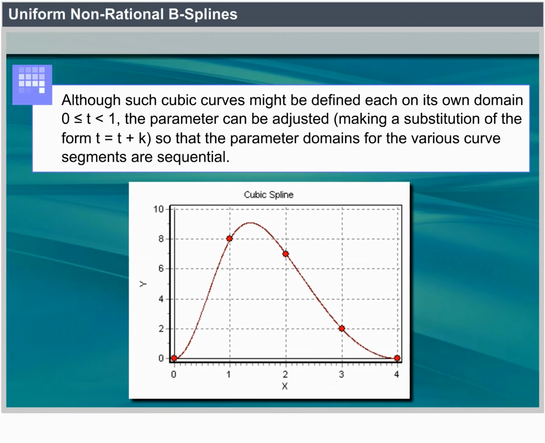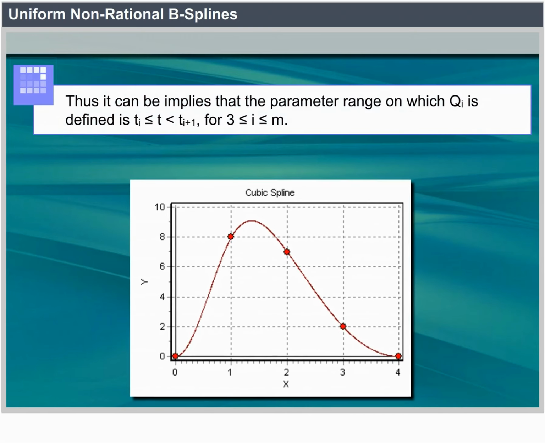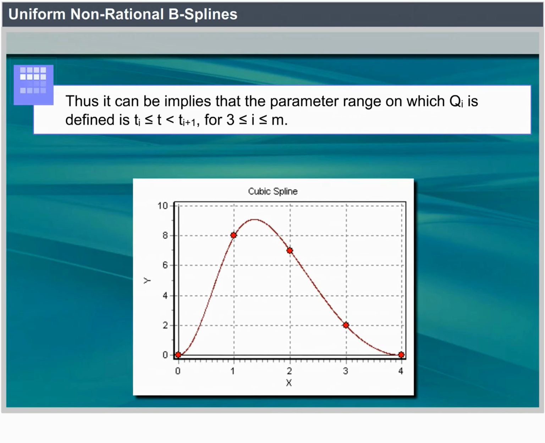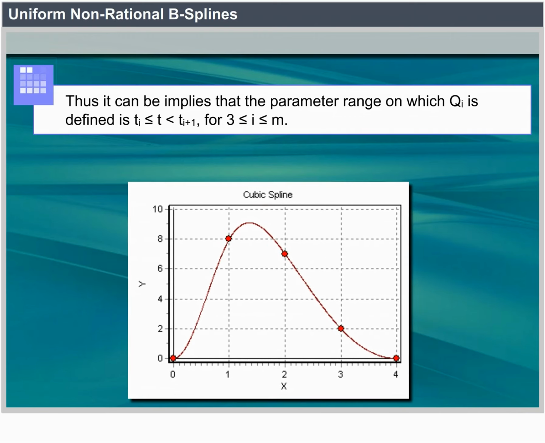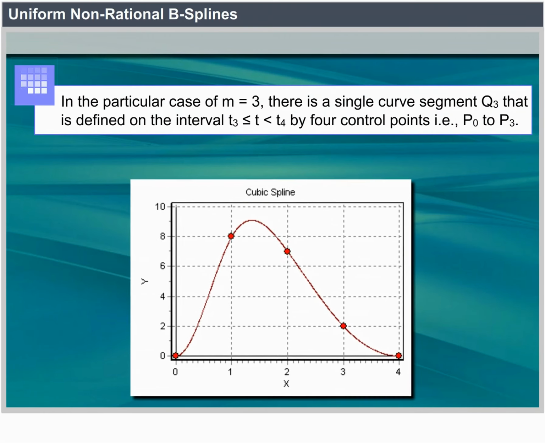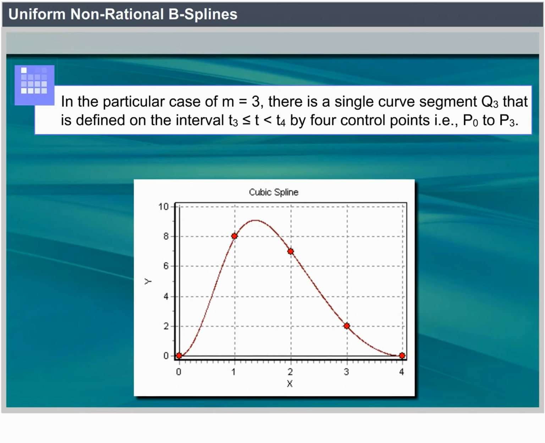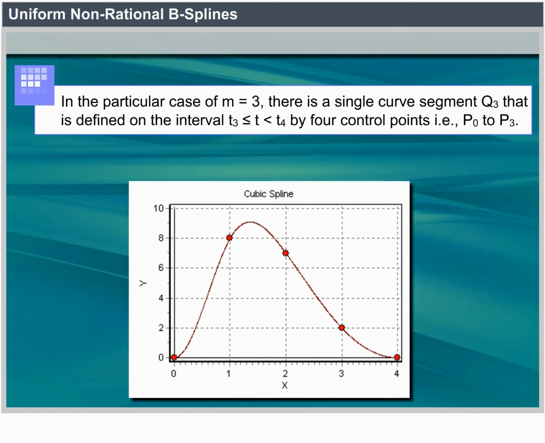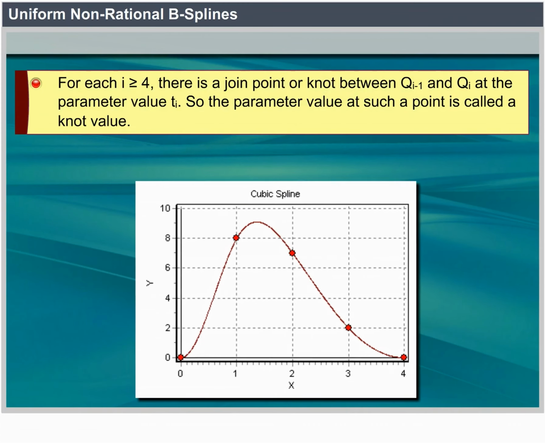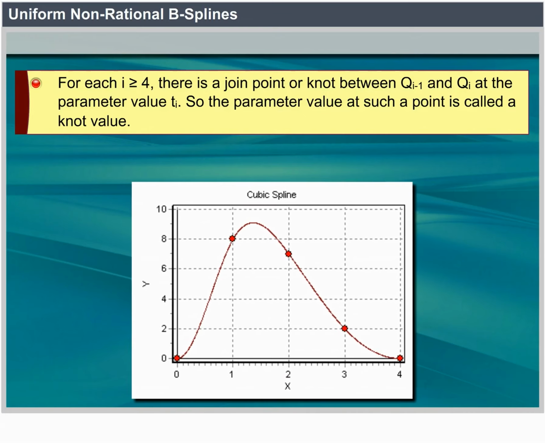Thus we say that the parameter range on which Qi is defined is Ti less than or equal to t less than Ti plus 1, for i lying between 3 and m. In the particular case of m equals 3, there is a single curve segment Q3 that is defined on the interval T3 less than or equal to t less than T4 by 4 control points P0 to P3. For each i greater than or equal to 4, there is a join point or knot between Qi-1 and Qi at the parameter value Ti. The parameter value at such a point is called a knot value.